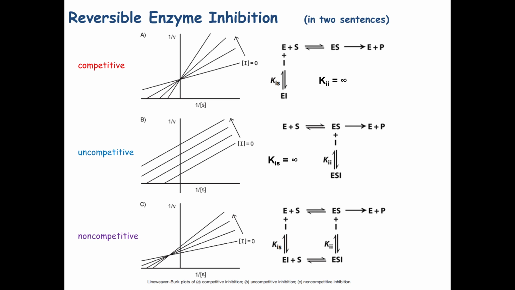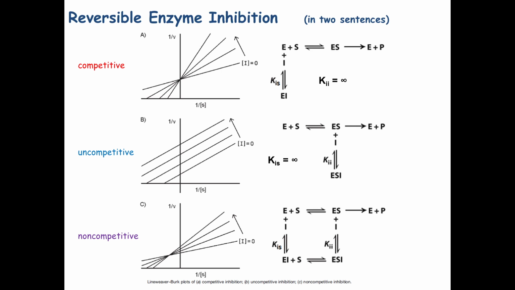For the first one, competitive, all those lines seem to go through the same y-intercept. Everybody can see that? They all cross the y-axis at the same point. But they in no way have the same slopes. The slope is varying with every one of those. So for competitive inhibitors, the intercept of all the lines is the same, but the slope is definitely changing.